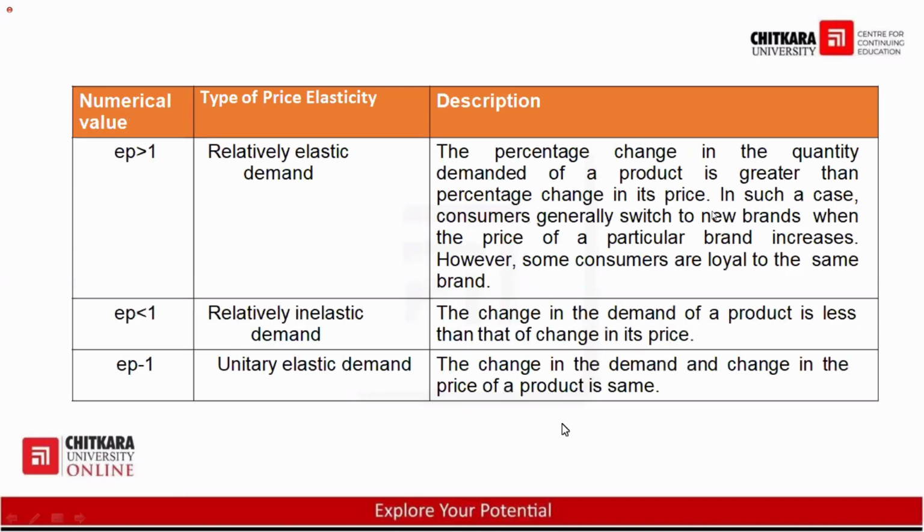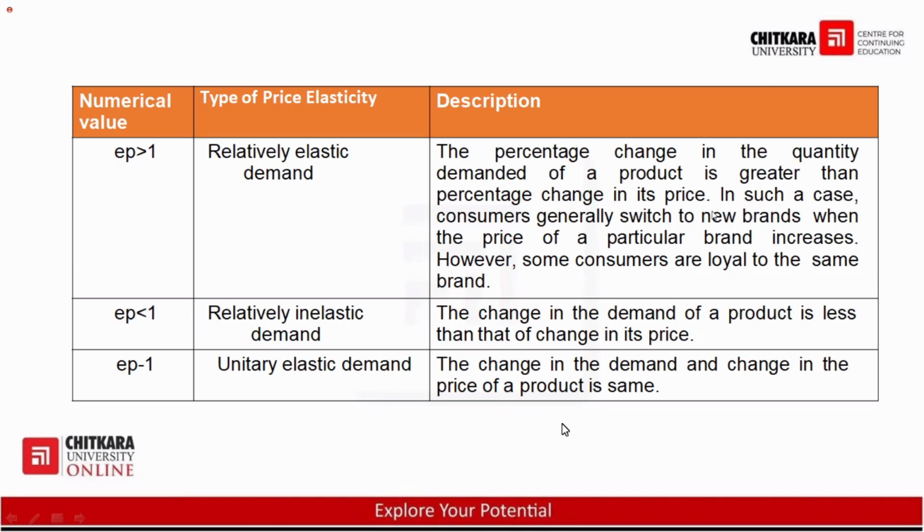Third is EP greater than 1, relatively elastic demand. Why? Because in this case, change in demand is greater than the change in price. So here EP will be greater than 1 because your numerator will be greater than the denominator. So whatever the value comes, it will always be greater than 1.